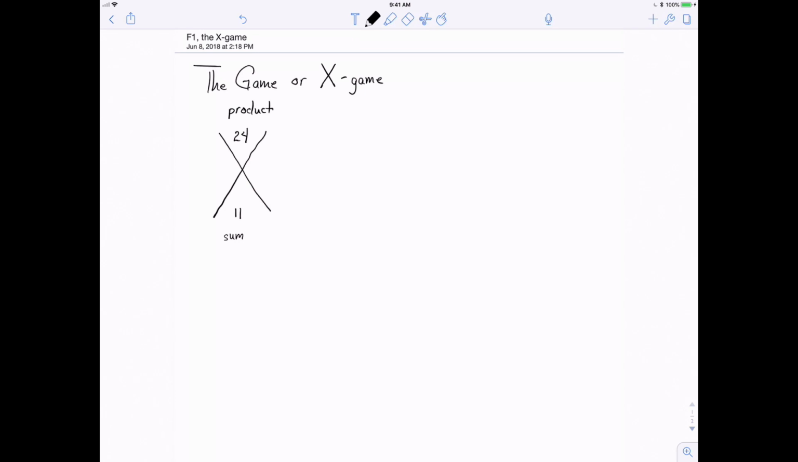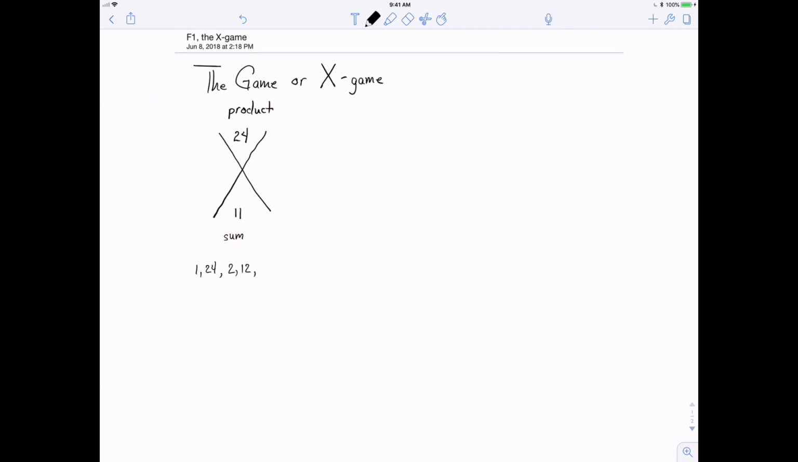Now, in order to do this, the best way is to start with 24 and find numbers in groups of 2 that multiply to 24. For example, the easiest one might be 1 and 24. Since we began with 1, now let's try 2. So we could say 2 times 12, that also gives us 24.